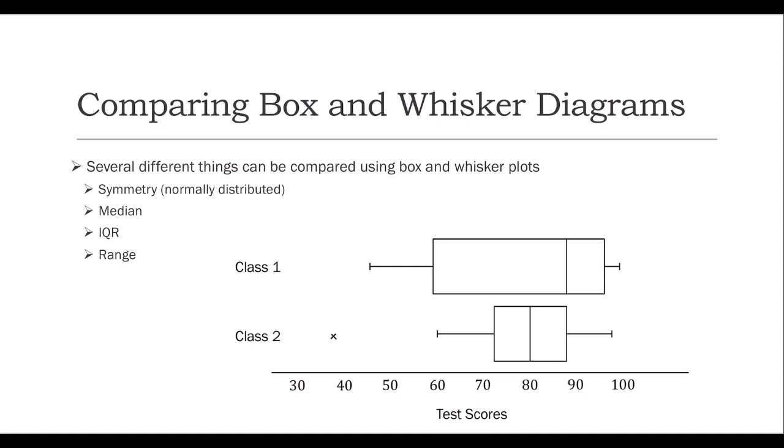So when comparing box and whisker diagrams, there's lots of different things you can compare. You can look at the symmetry. So this one is obviously not symmetrical. It would be skewed to the left, while your second one would be symmetrical. So this would be normal. Your first one has a median of around 90, and your second one has a median around 80. So the median of class 1 is greater than your median of the second one.